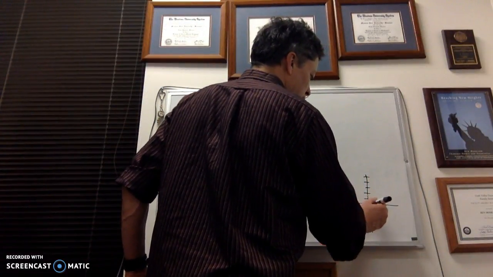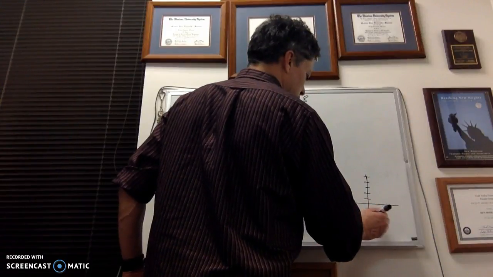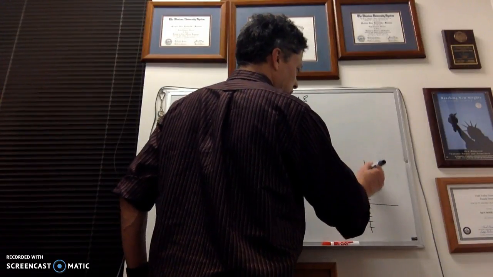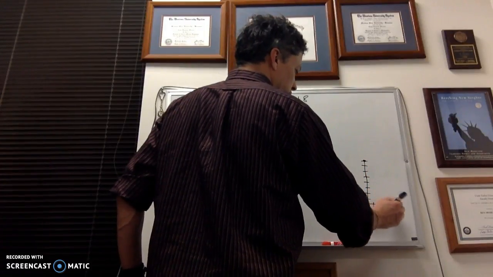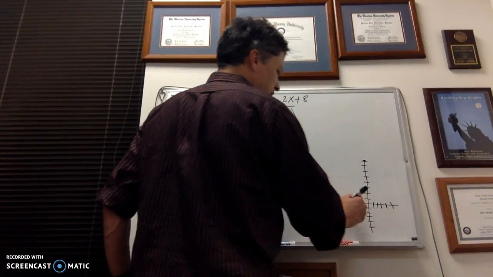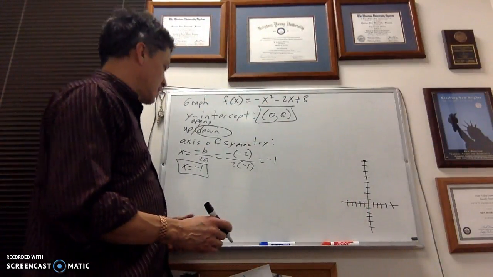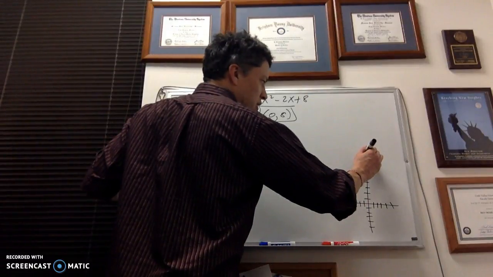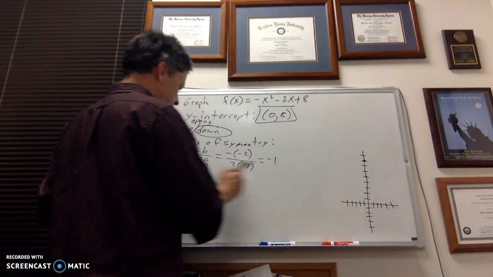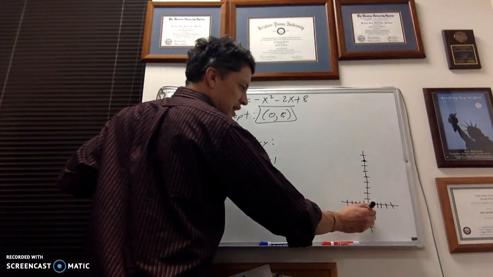1, 2, 3, 4, 5. I'm going to have to go higher, aren't I? 6, 7, 8. I may have to put more hashtags in later. We'll find out. Let's see. I am going to have to. At least one. My axis of symmetry is at negative 1.